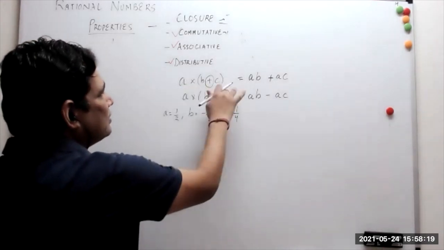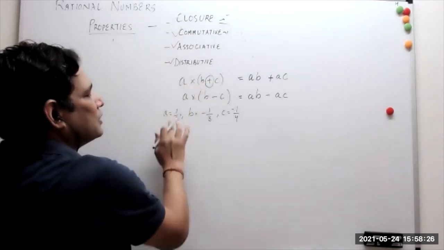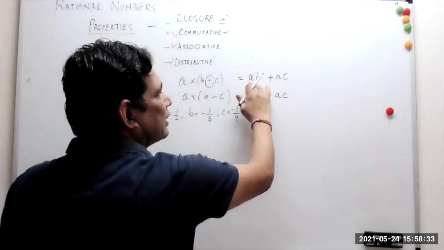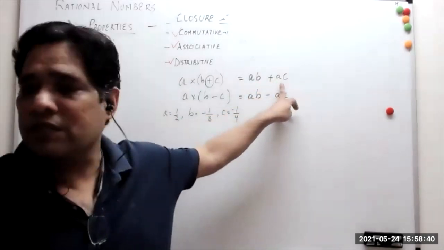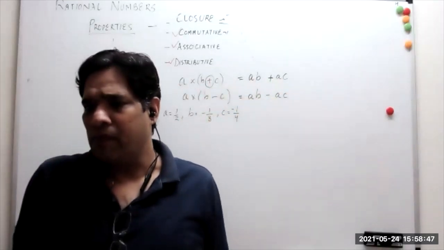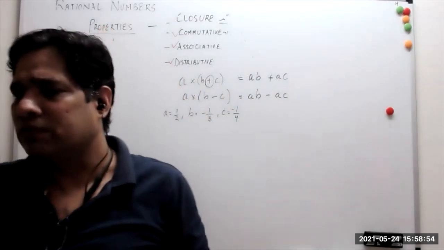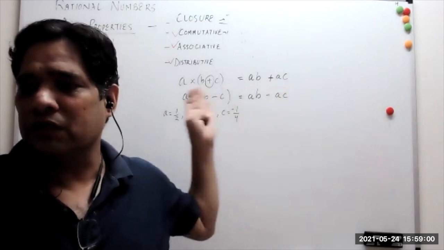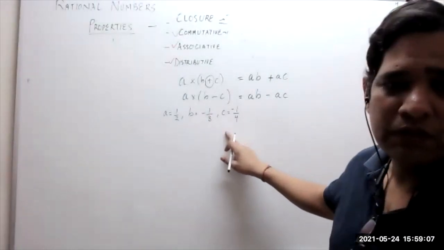Whether you do A into B plus C, that means first you add B and C and multiply it with A, or whether you do it the right-hand side way, which means you multiply A with B and then multiply A with C and then add them, the result is going to be the same. So this rule is valid for rational numbers also. All natural numbers are rational numbers, so if it works for natural numbers, it would work for numbers which have P over Q form as well.